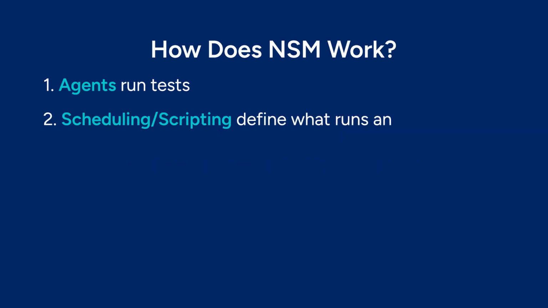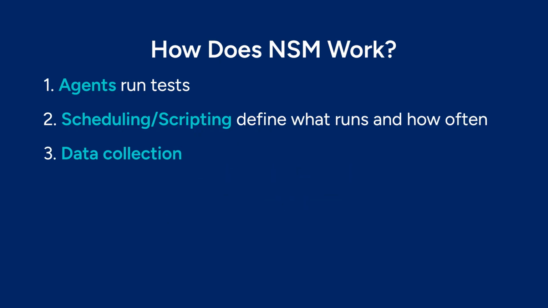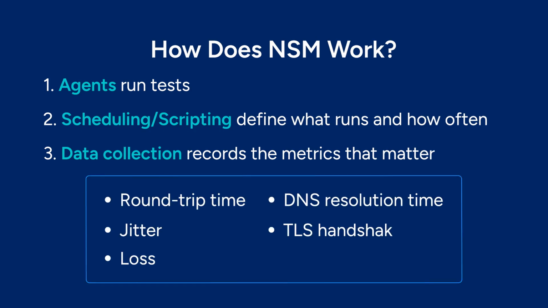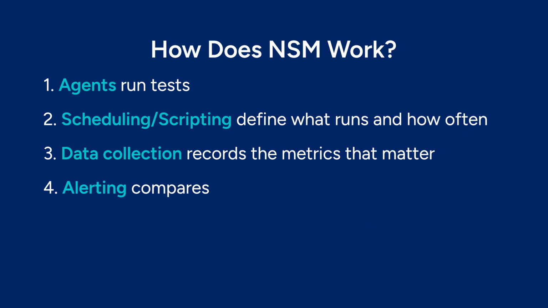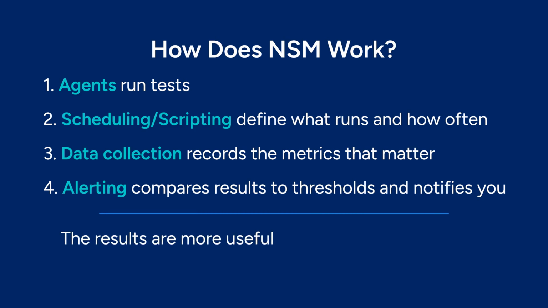Scheduling and scripting define what runs and how often, from sub-minute probes to periodic transactions. Data collection records the metrics that matter: round-trip time, jitter, loss, DNS resolution time, TLS handshake time, and per-step timings. And alerting compares results to thresholds and notifies you when something degrades. The results get far more useful when they don't live in isolation, an idea that we'll come back to.